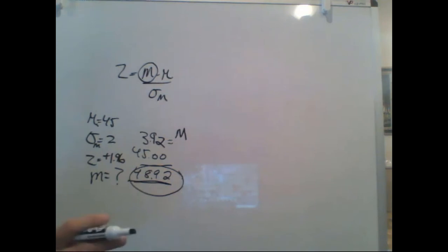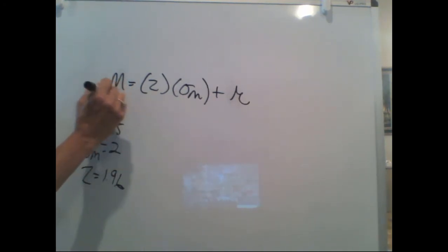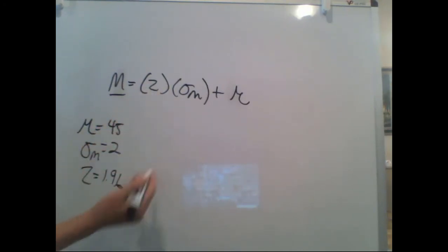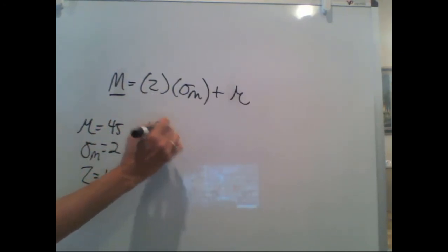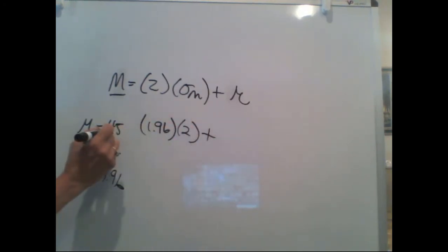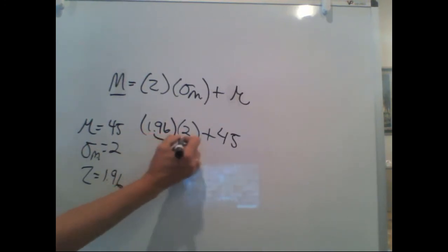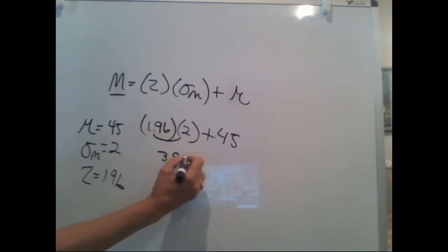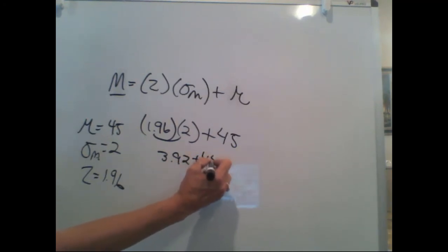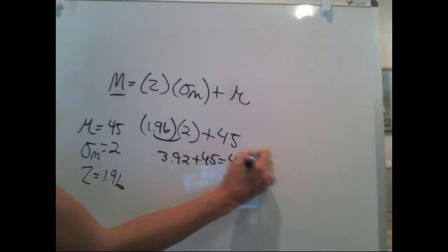So I'm going to do this with our handy-dandy formula. Okay, again, here's that same formula we used a little while ago, and it's so easy to plug everything in. The mean is what we don't know. We have the z of 1.96. We have the standard error of 2, and we can add the mean of 45. So this is basically 1.96 times 2 is 3.92 plus 45 gives us a mean of 48.92. There you go.